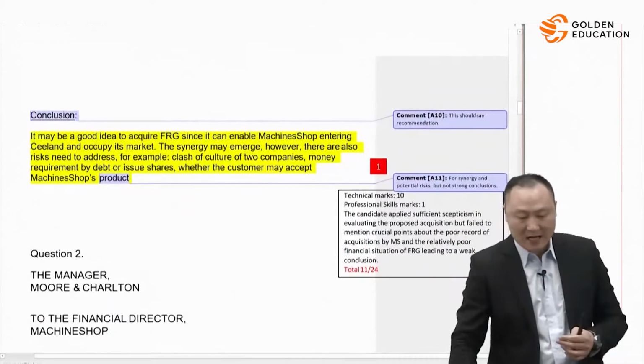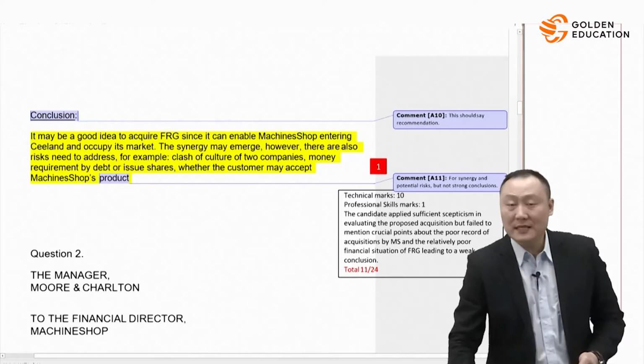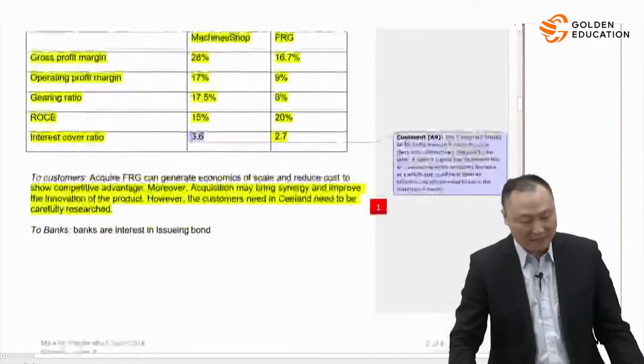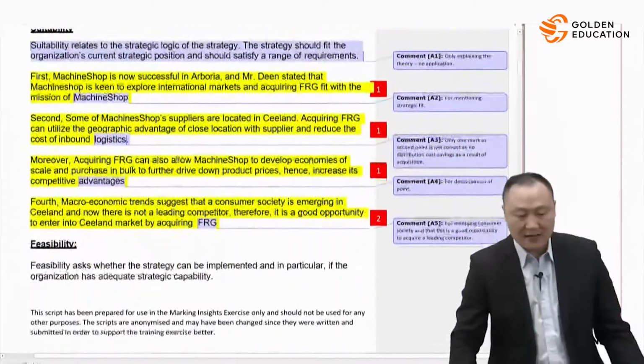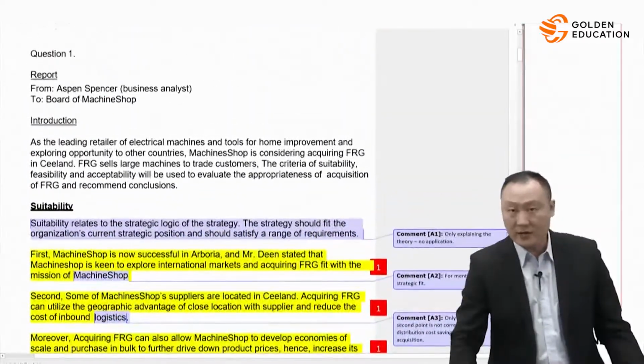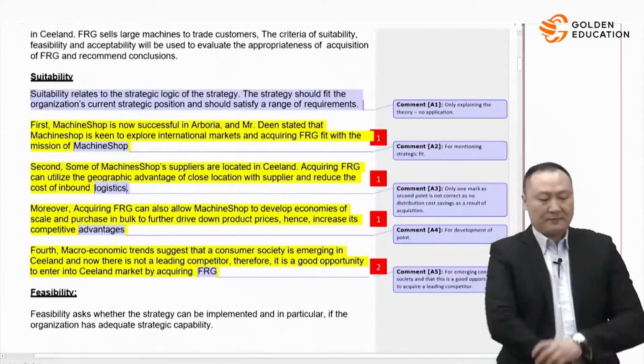Let's check how many marks he earned. 11 out of 24. What happened to him? Let's check. 11 out of 24. He used the correct model, but only earned 11 marks. Still failed. Let's check suitability.